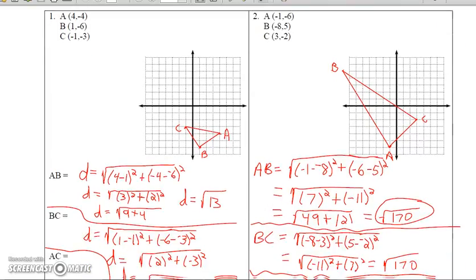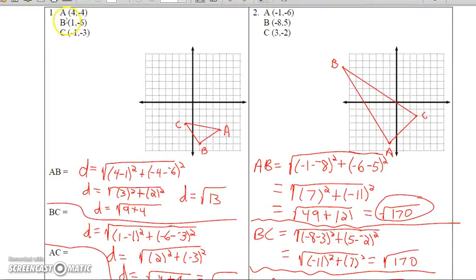So for AB, I'm going to use A and B as my points to put into the distance formula. So x1, y1, x2, y2. Plug them into the distance formula, which you have at the top of the page, and here they are. Subtract the x's, square it, subtract the y's, square it, add them under a square root symbol. This is A and B. So we can just leave it at square root of 13. We don't have to round that to a decimal or anything.